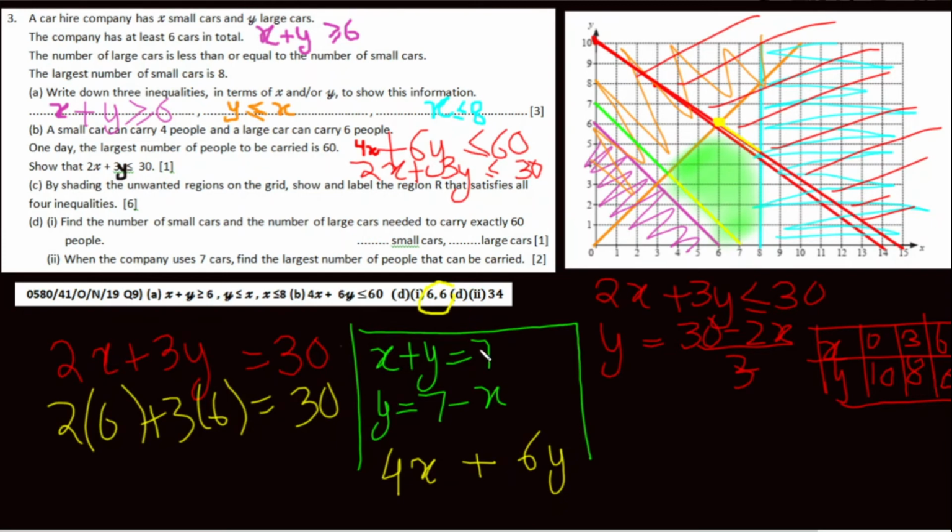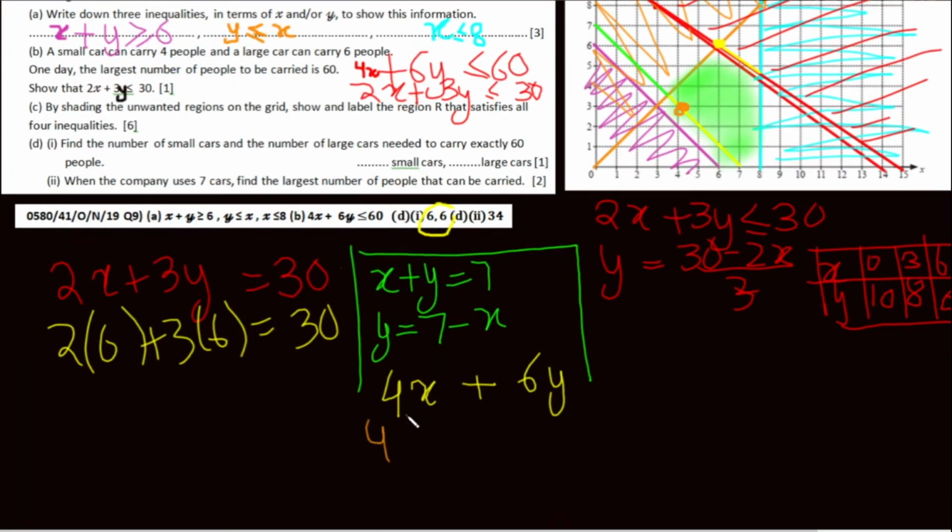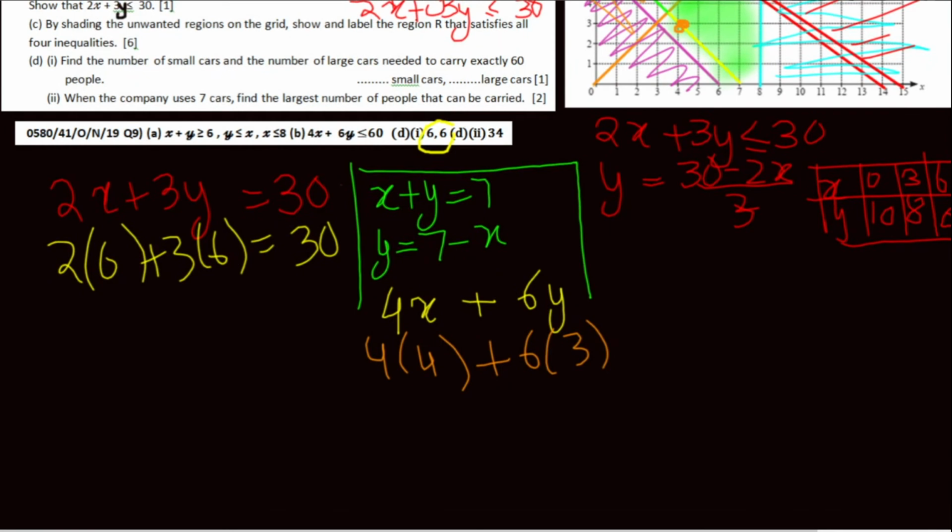So we need to choose a bigger value of y so that the bigger value gets multiplied with 6. So the biggest value on this yellow line inside the green region is actually this point, which is 4 comma 3. So if x is 4 and y is 3, I should get the answer. Let's see. Yes, we're getting 34, which is the correct answer.